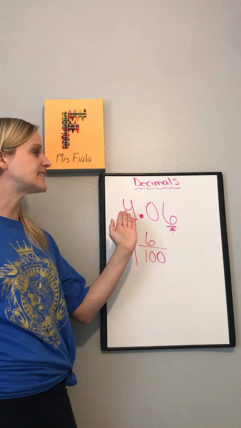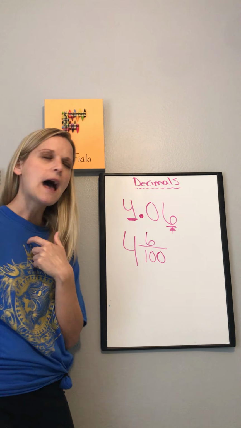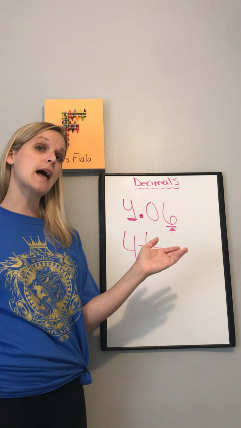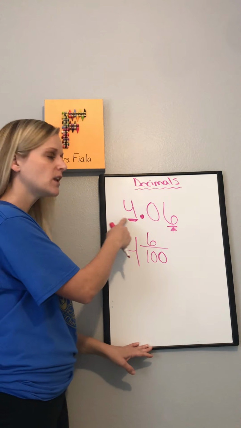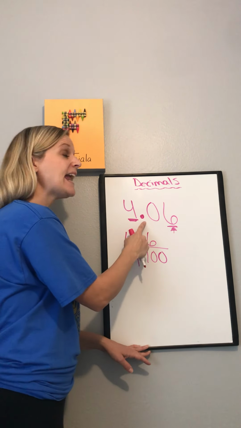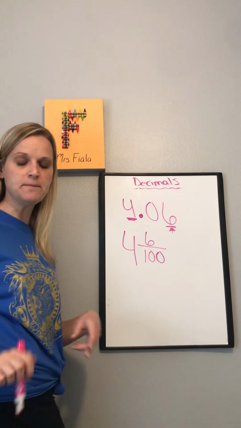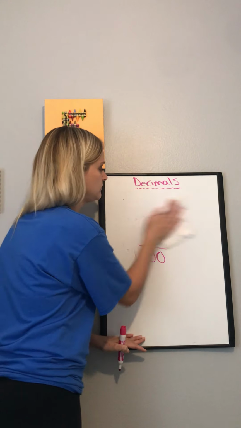So how would I say this? I wouldn't say 4.06. I wouldn't say 4.6. I'm going to say 4 and, the decimal point we say as and, 4 and 6 hundredths, okay? I'm going to do another one like that.